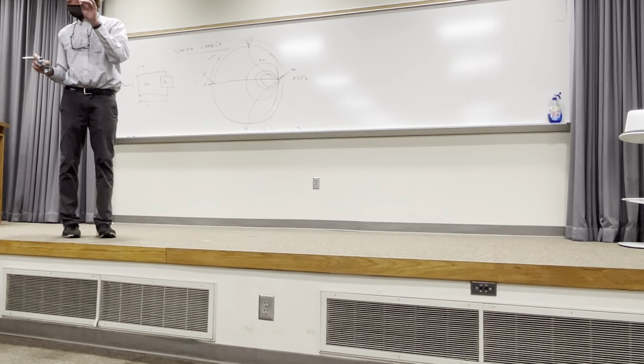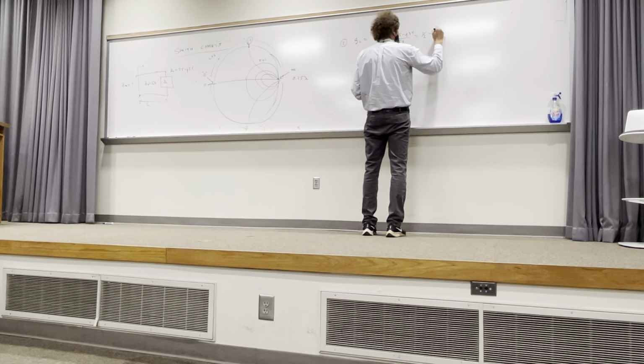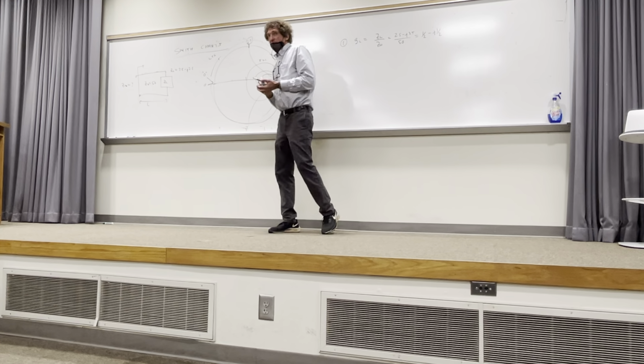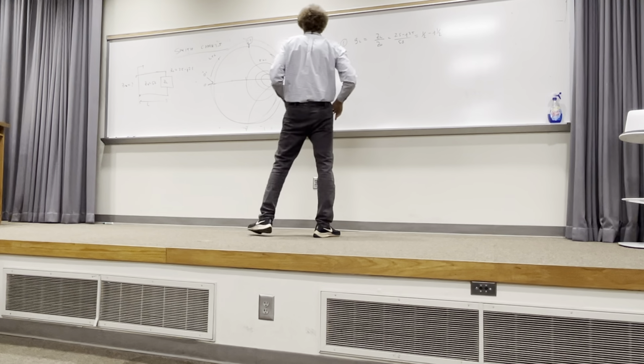Okay, in our case, ZL was 25 minus J25, was it? All right, so ZL, I'll put it here: 25 minus J25, and here Z0 was 50 for our particular problem. So I come over here, and I have (25 minus J25) over 50, or I have 1/2 minus J1/2. You all see that? That's point 1 that you're going to go into the Smith chart at.